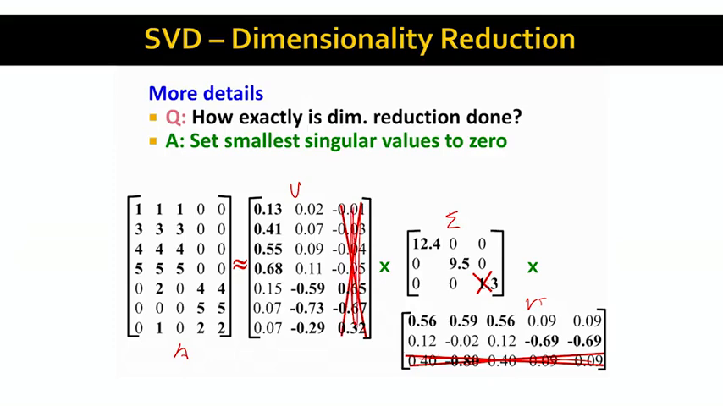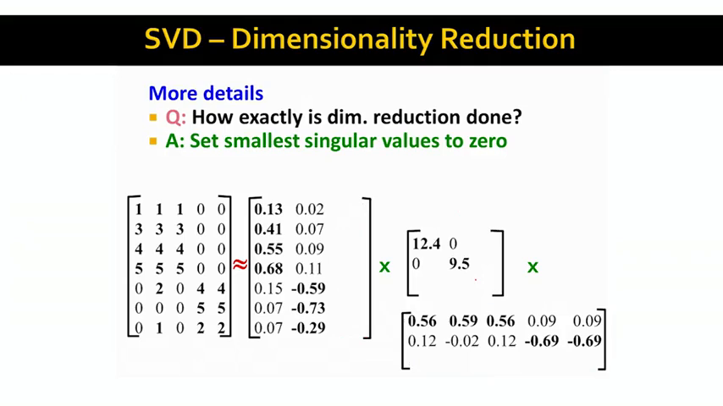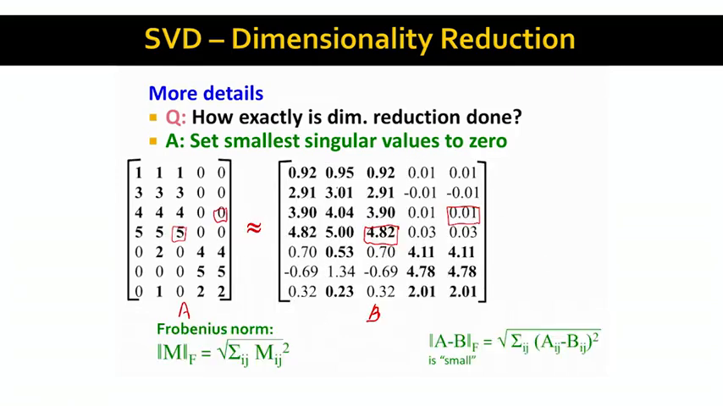Now we actually removed the last column from U and the last column from V, and we removed the singular value. Now we represented everything as a smaller set of matrices, so these matrices are now smaller. If we multiply the 3 matrices together now, the new matrix we obtained was very similar to the original matrix A.